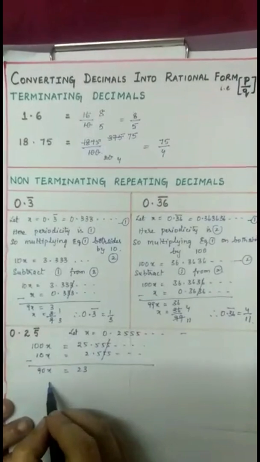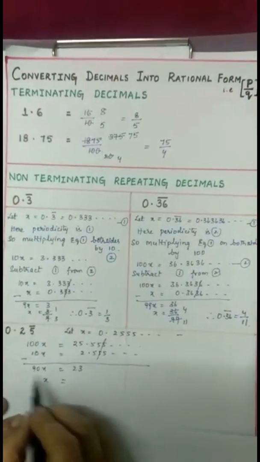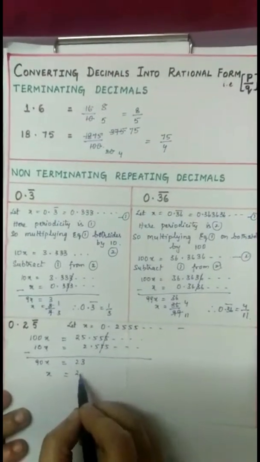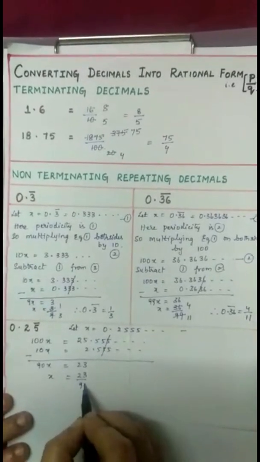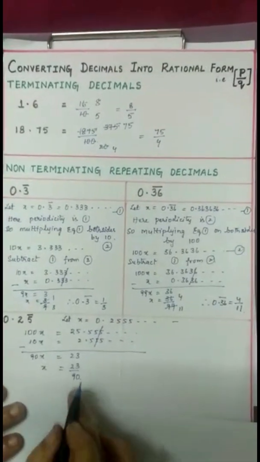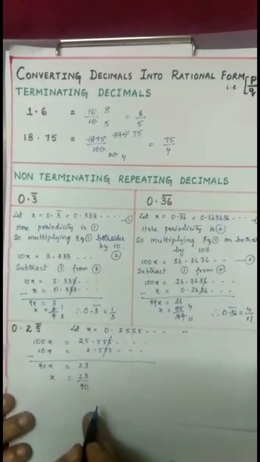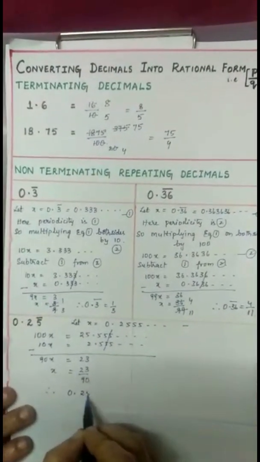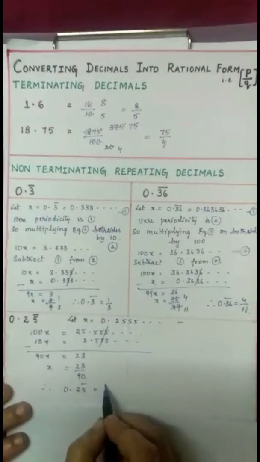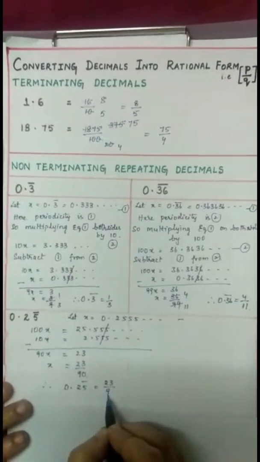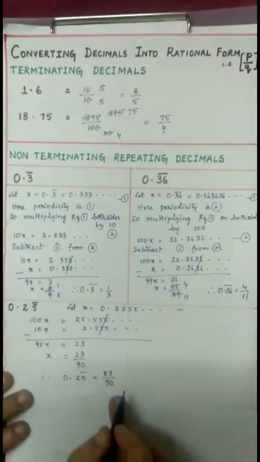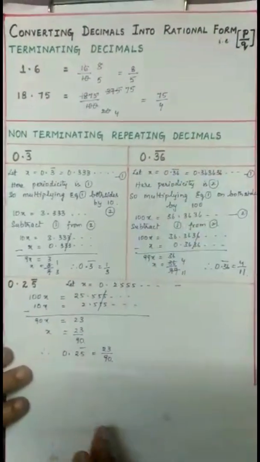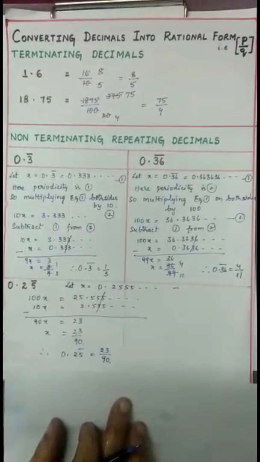So 90x is equal to 23. Now what is x here? Let us transpose this 90 by dividing. So your required fraction is 23 by 90. Therefore 0.25 bar is equal to 23 by 90, the required rational number which is in the form of p by q.